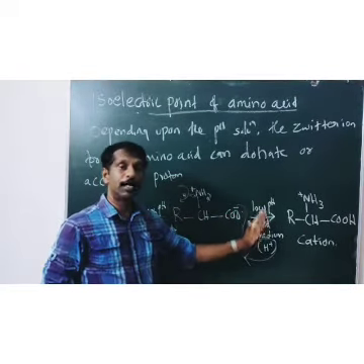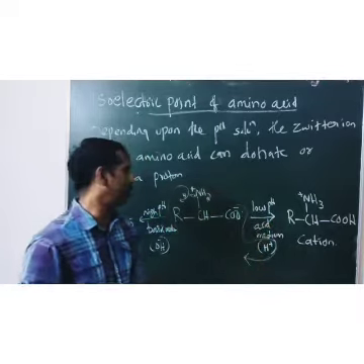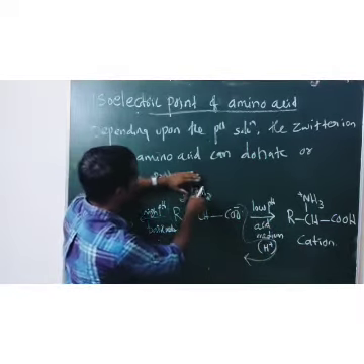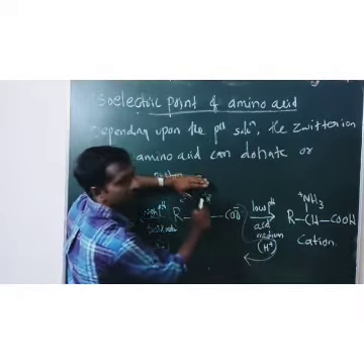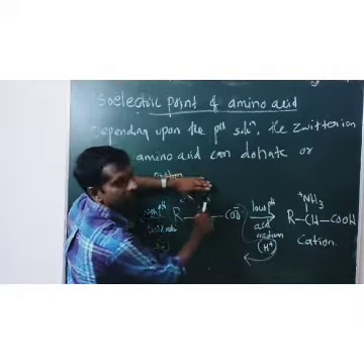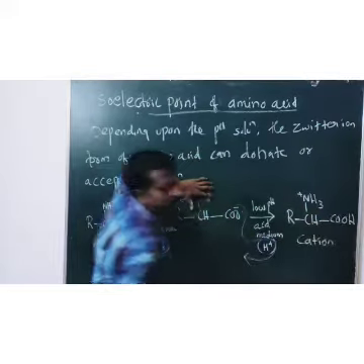So first one is low pH. Low pH means acidic medium. In acidic medium, there is no change for NH3+. It will be like that only. And what will happen to COO-? COO- will abstract H+ and it will change into COOH.